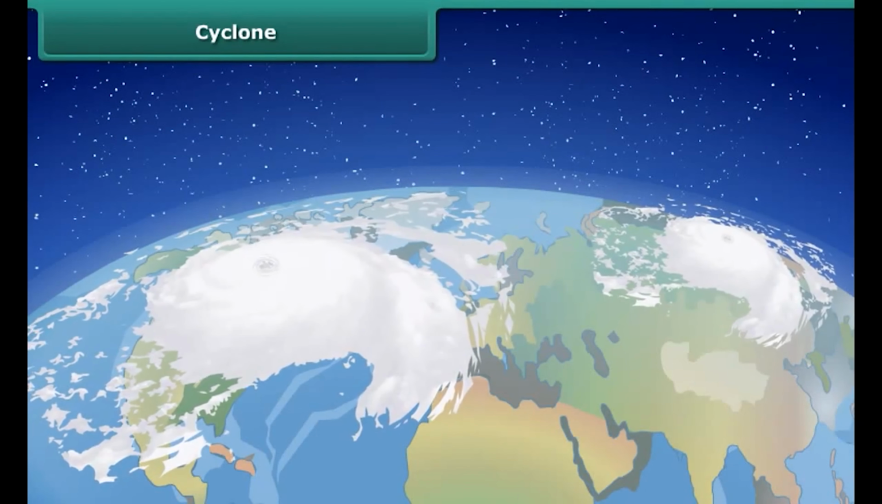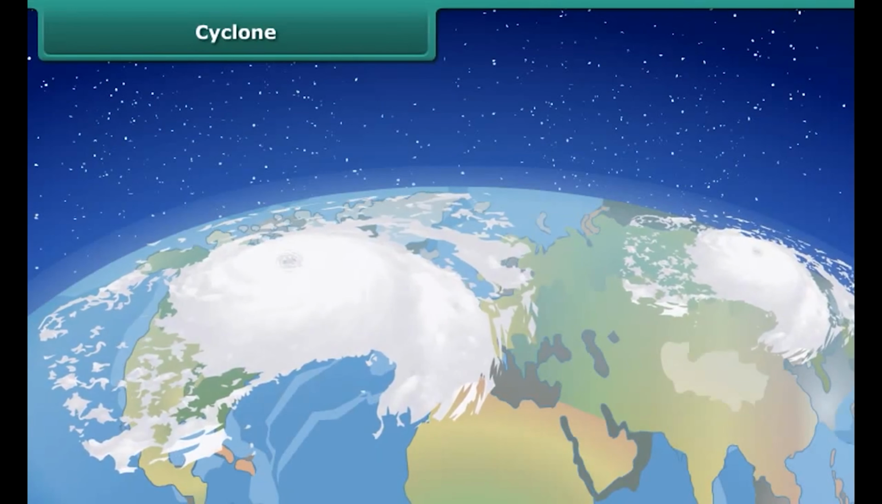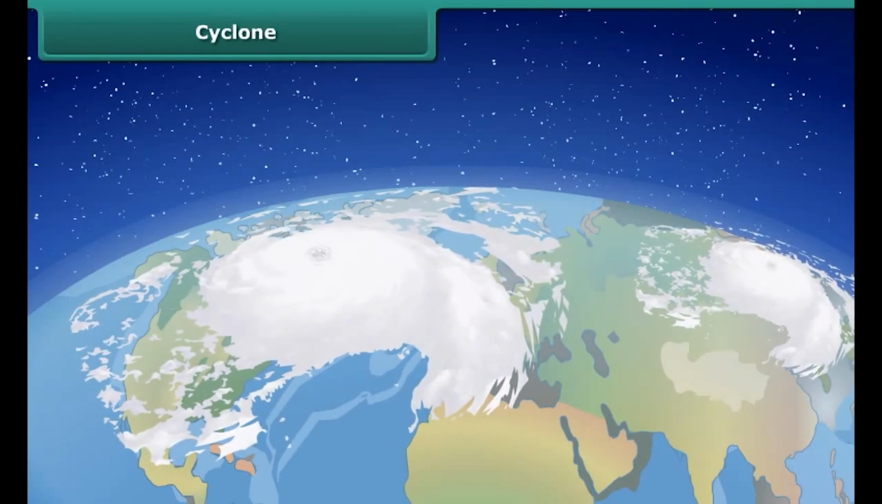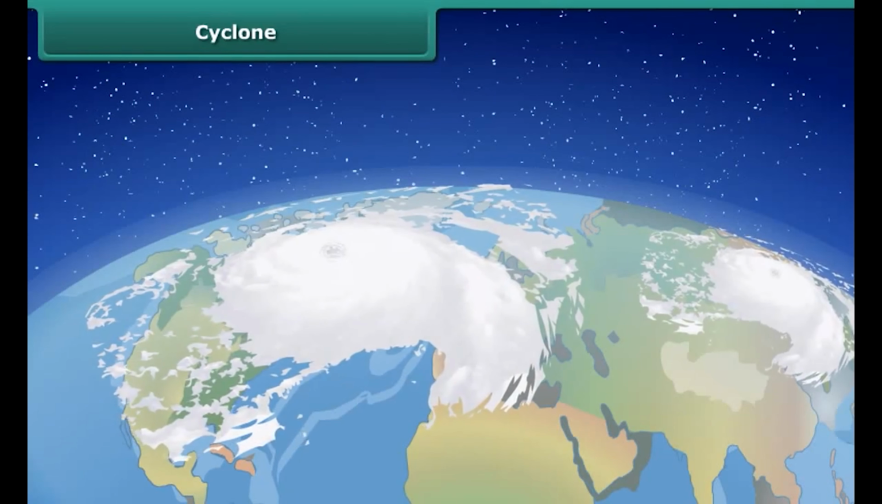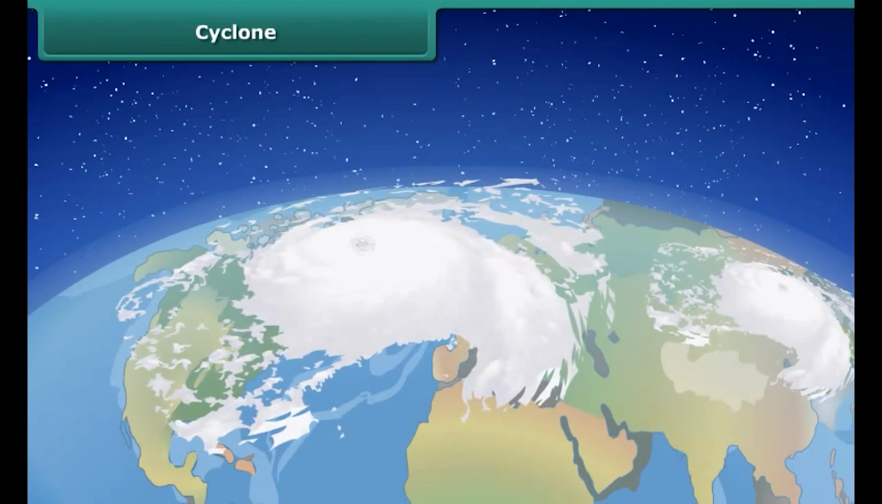The center of a cyclone is a calm area. It is called the eye of the storm. As the cyclone builds up, it begins to move. Cyclones are extremely destructive. They can lift the water as high as 3 to 12 meters.